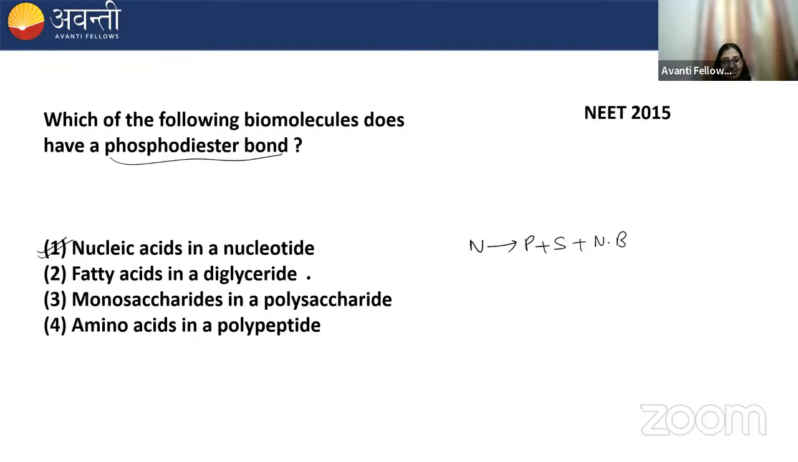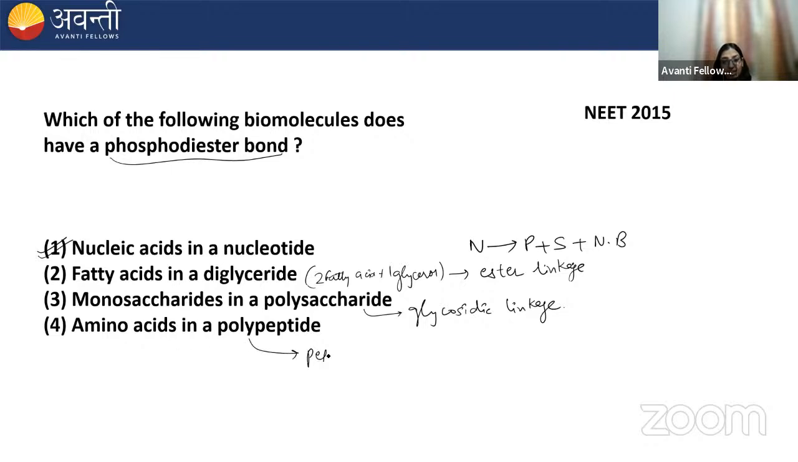Fatty acid in a diglyceride. Diglyceride consists of 2 fatty acids and 1 glycerol. And the bond here is the ester linkage. In polysaccharide, the bond is glycosidic. In polypeptide, the bond is peptide bond. And the question is asking about the phosphodiester bond. So the correct option is option number 1.